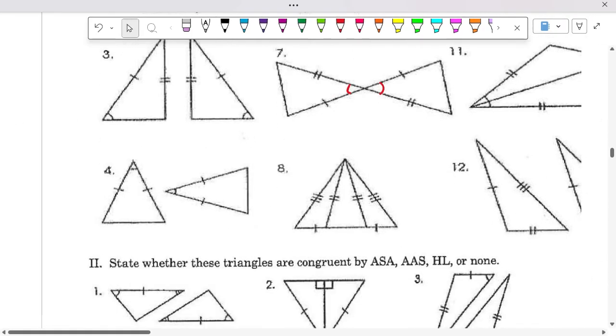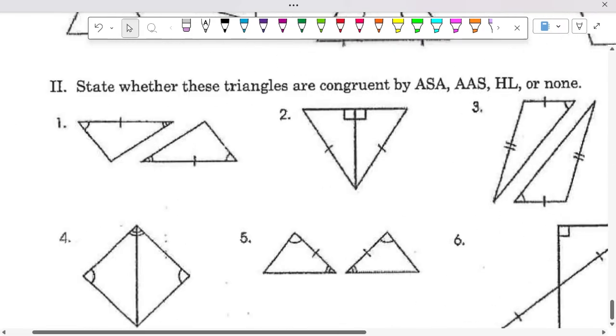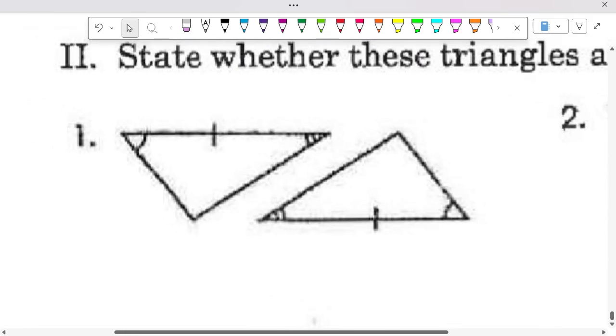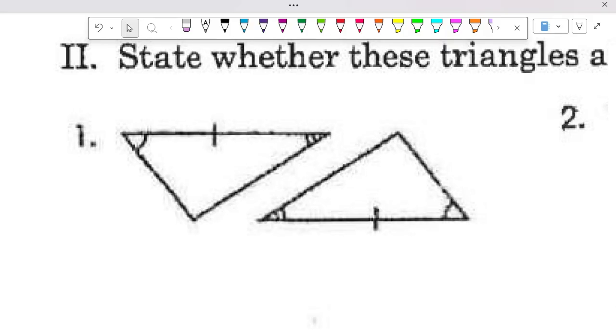All right. Let's go to the second part, number 1. Same page as the second part. Look at it. What do you guys think? All right, raise in 3, 2, 1. What do you think? Good. It is angle side angle. Good job, guys.